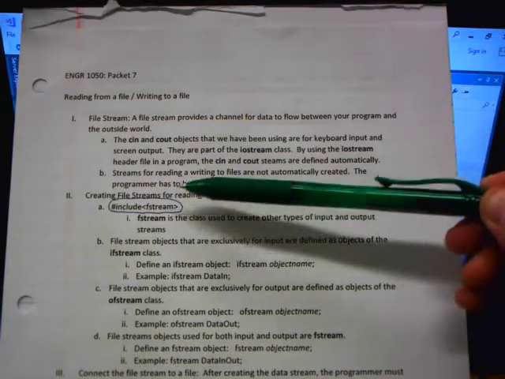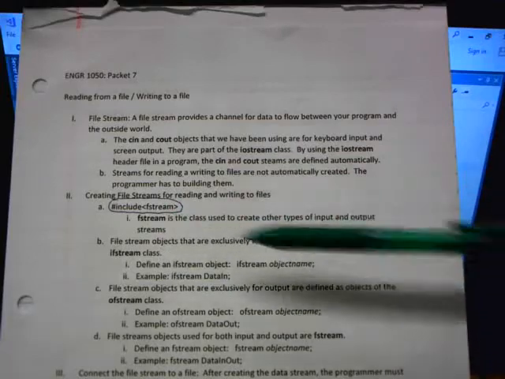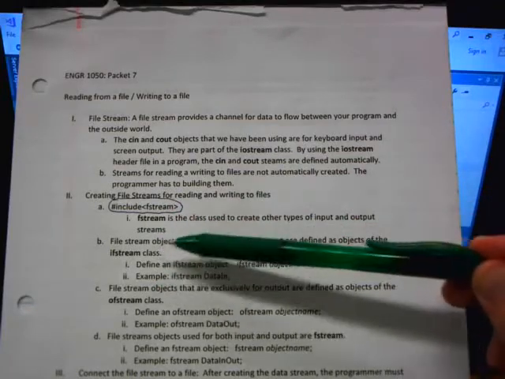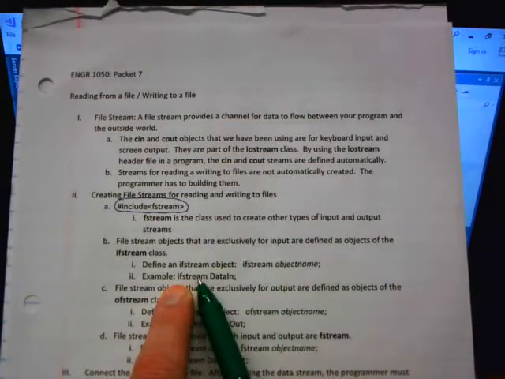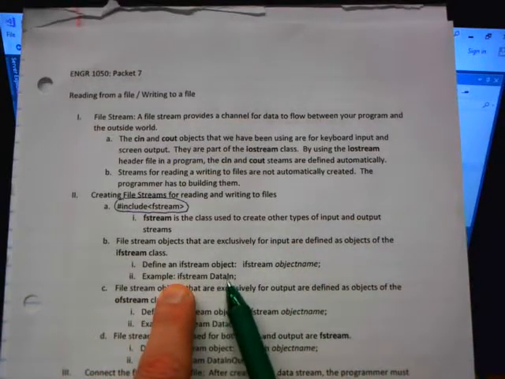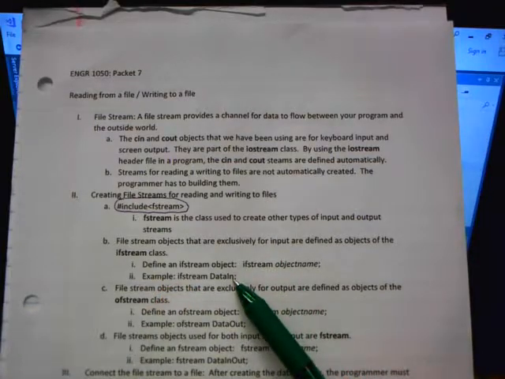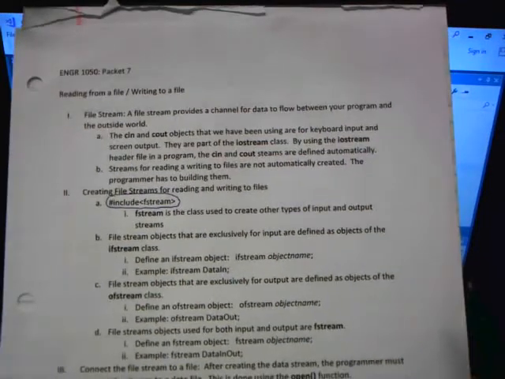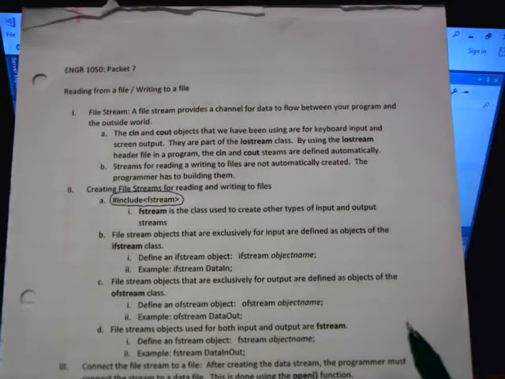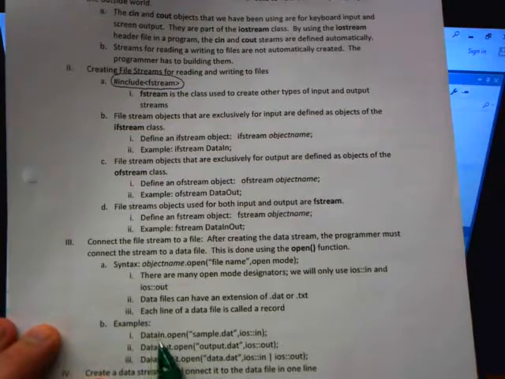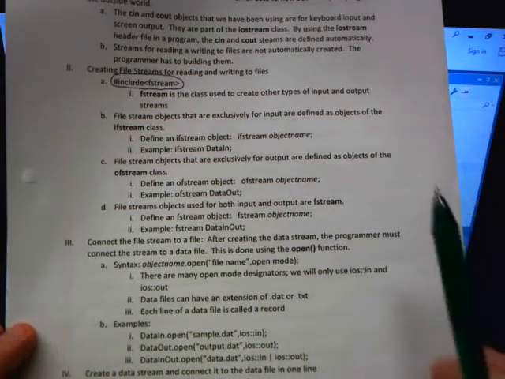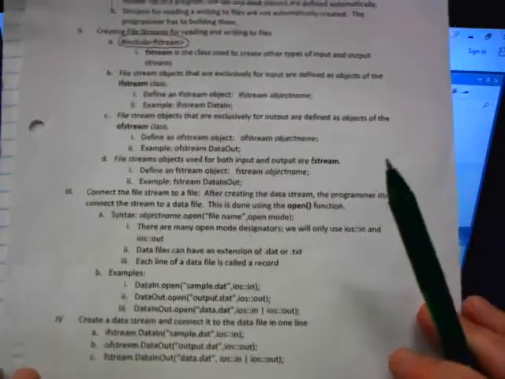So you can do it in 2 lines. For example, here it says you can create an input stream by writing the command ifstream data in and putting a semicolon. And then later on, you need to connect that to the file. So you would go down here and write data in dot open parenthesis quote sample dot dat, ios in.